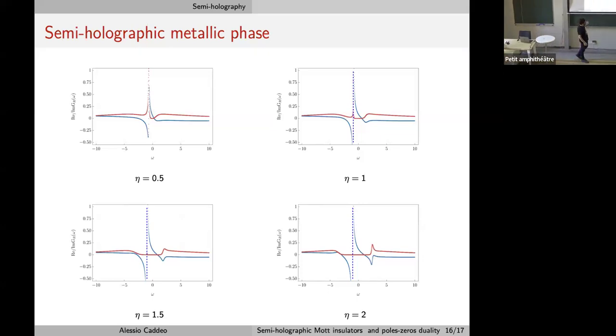Also because for eta equal to 5, if one considers the residue of the pole close to the chemical potential, one finds a value which is 0.5. So whether to call this a coherent metal or not, I don't know. Our interest was mostly in the Mott phase. For this phase, we just remark that we have a Fermi surface, let's say.